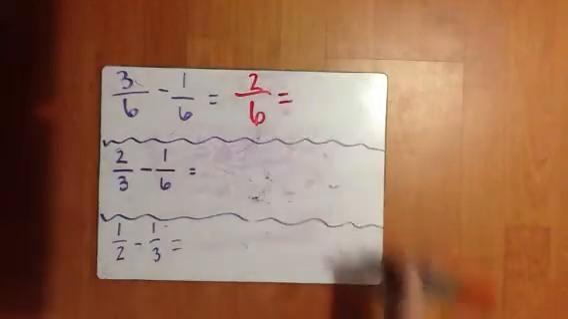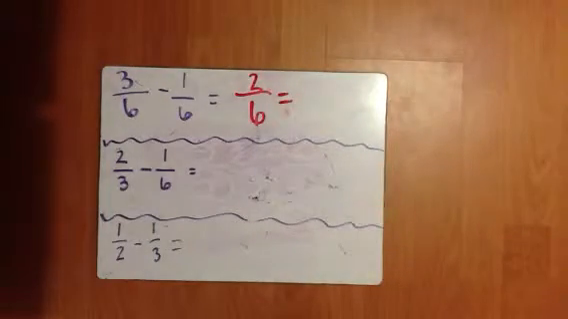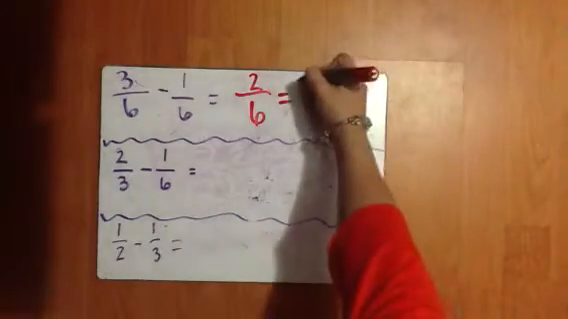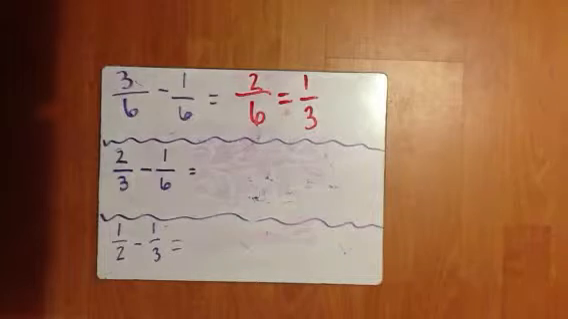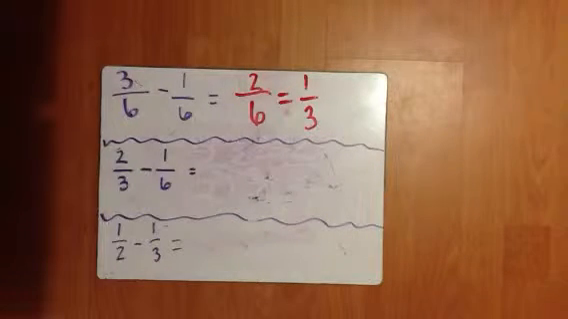I know the biggest number that goes into both 2 and 6 is 2. 2 goes into itself once. 2 goes into 6 3 times. So the answer to 3/6 take 1/6 is 1/3.